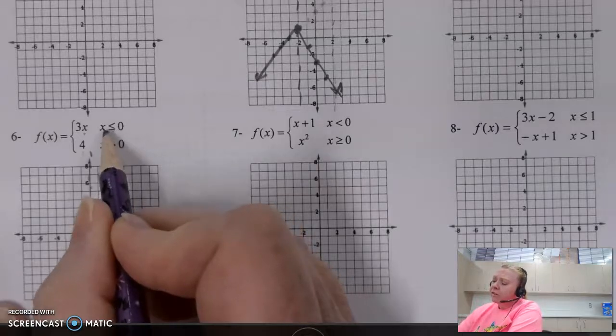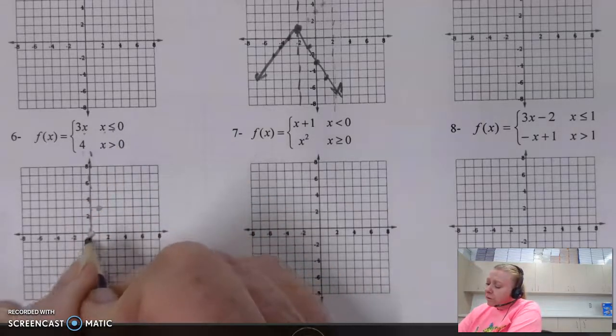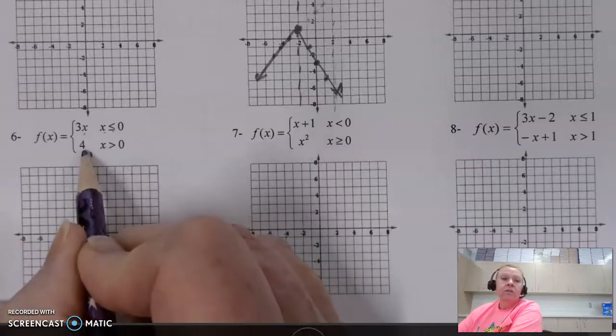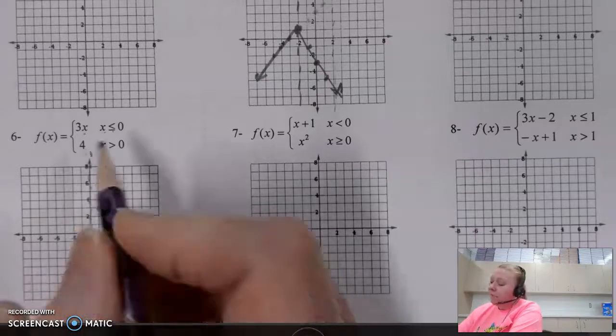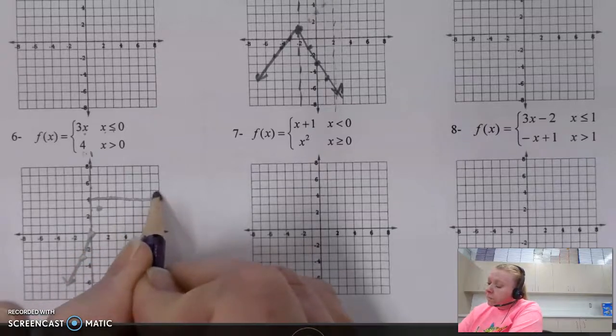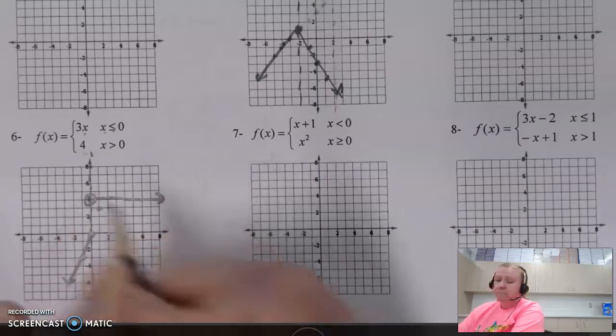It says keep the part to the left. So I'm going to keep that part. This one is just a horizontal line at 4. And it says open dot.